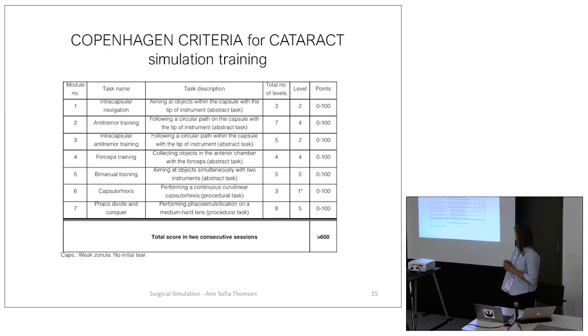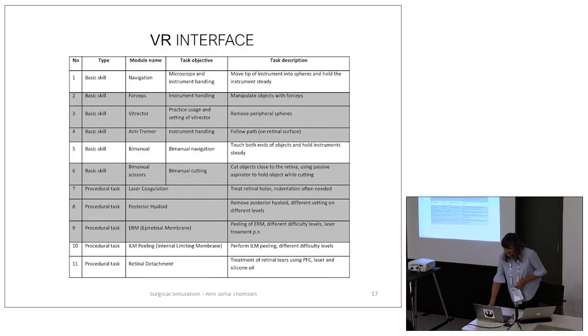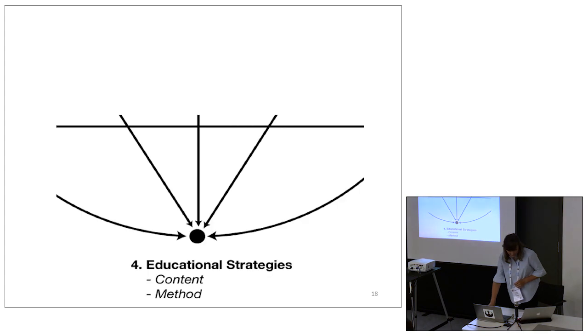And from this, we've calculated a pass-fail standard, or criteria, which is 600 points in two consecutive sessions, or 2 times in a row. And this is an example of an individual's progression through the program. We have done something similar for the vitreoretinal interface, which I will not go further into this time.